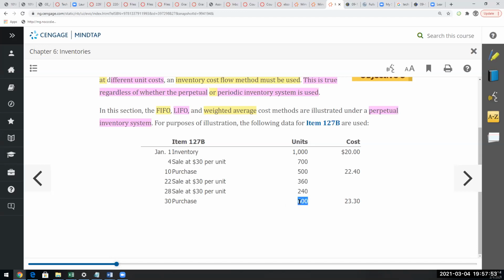So here's the deal. We are always going to end up with 800 items left. Every time we do this, whether it's FIFO, LIFO, average cost, we're going to have 800 left every time. The question is, how do we know what the value is? Well, if it's FIFO, LIFO, or average cost, it's going to change. So that's what we're going to see right now.